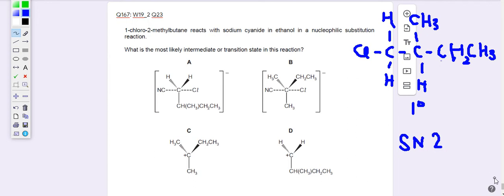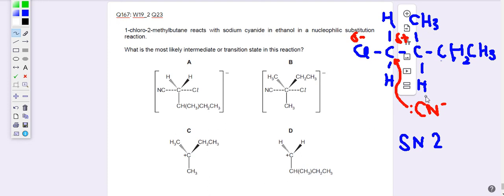Now, what is an SN2 mechanism? In the SN2 mechanism, the nucleophile will attack. In this case, the nucleophile is a cyanide ion. So this nucleophile will attack the partial positive carbon from the opposite side of the halogen atom and form a transition state.